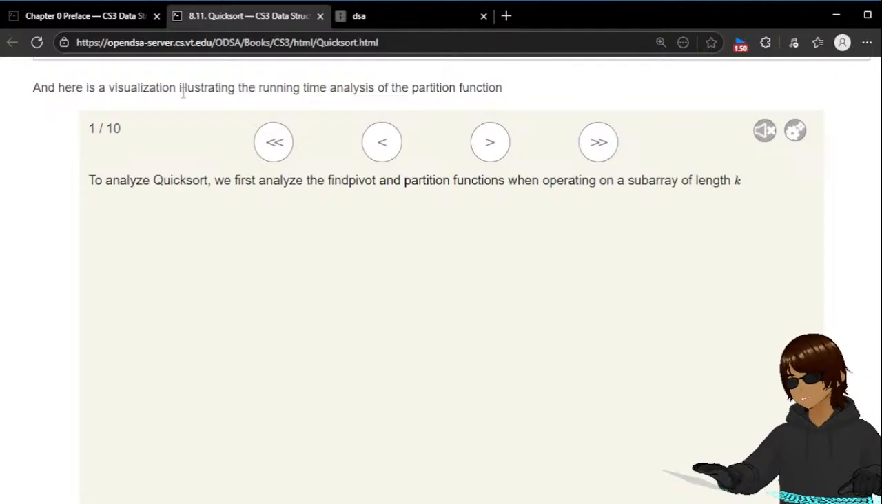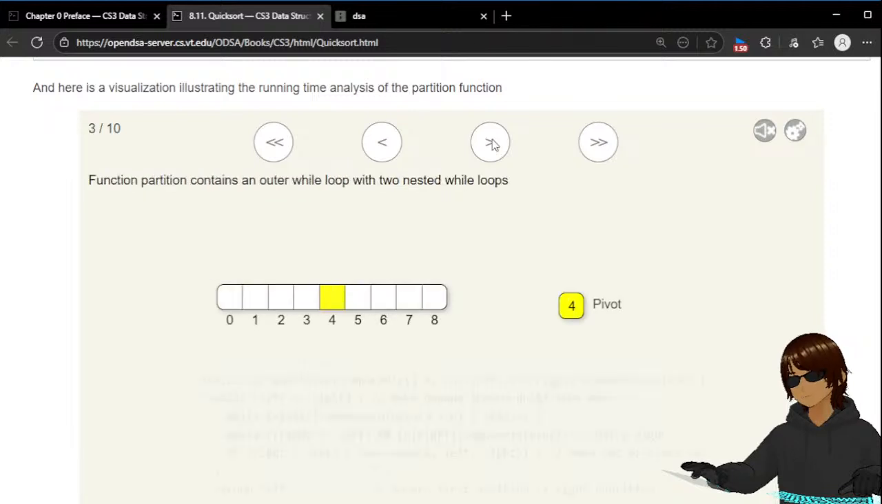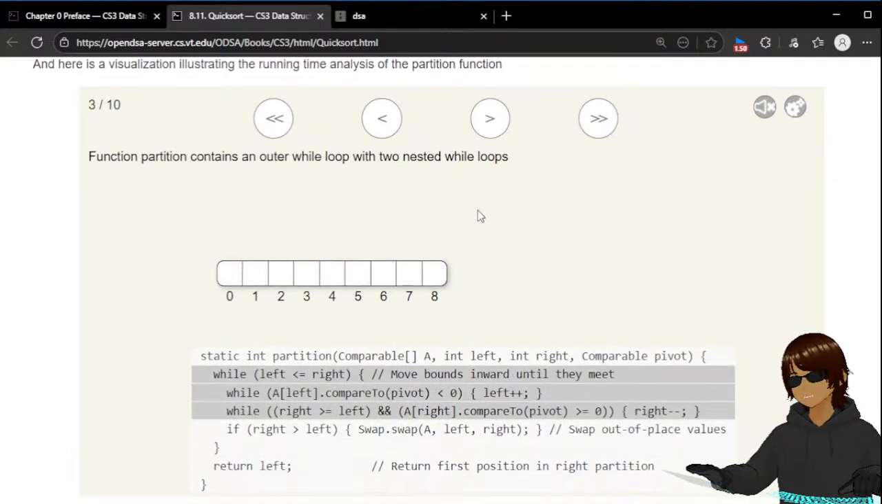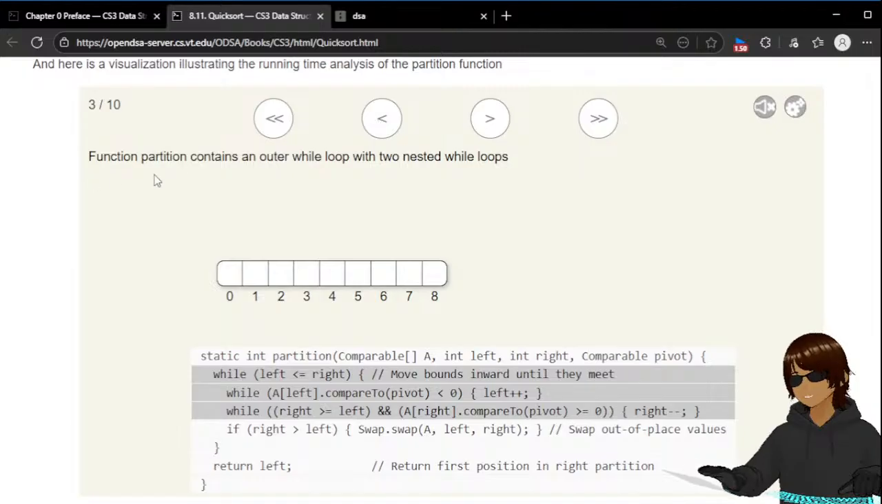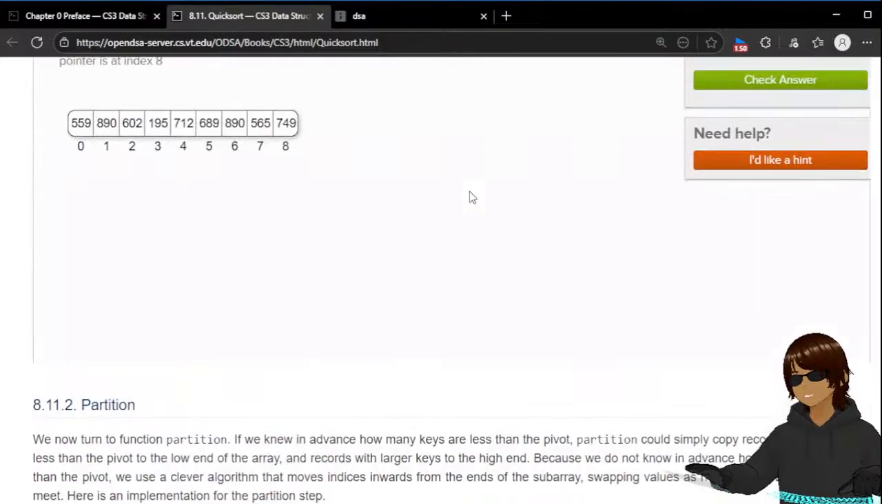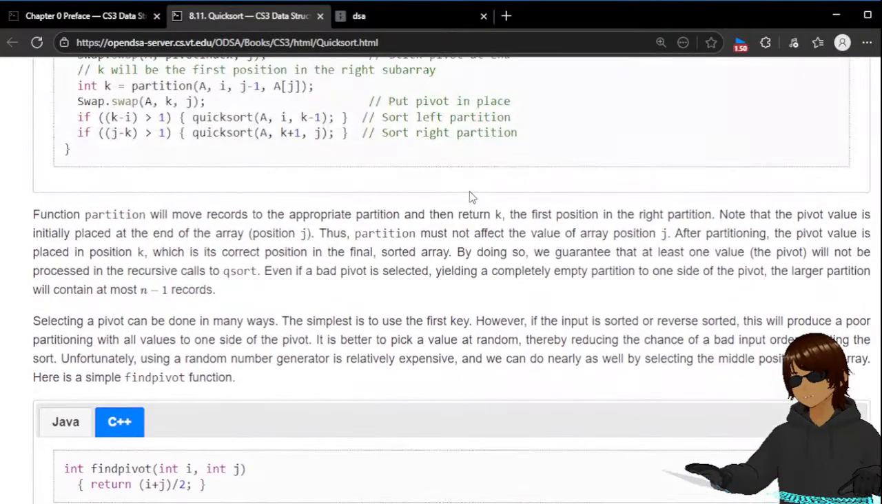Here is a visualization illustrating the running time analysis of the partition function. Pivot is 4, the left, pivot, right. Function partition contains an outer loop with 2 nested. So do they put the pivot at the end?